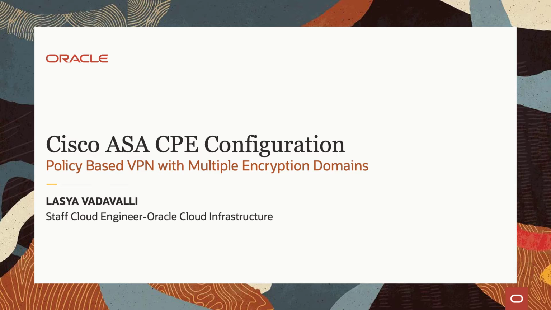In this video, I'll be showing how to configure a Cisco ASA device to set up a policy-based IPsec VPN connection between on-premises data center and Oracle Cloud Infrastructure to support multiple encryption domains.